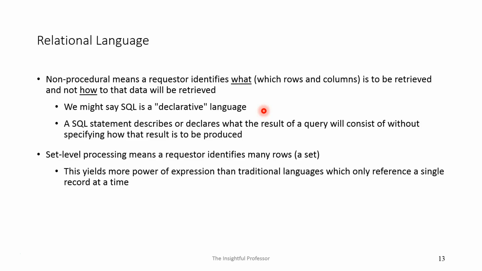You're declaring what the result will look like, but you don't give any explanation of how to get it. So how does the result come back? It's kind of like magic. Well, actually, it's not really magic. What it is, there's a component in a relational database called a query optimizer. And the query optimizer takes the what that has been specified, and it figures out how to process the data.